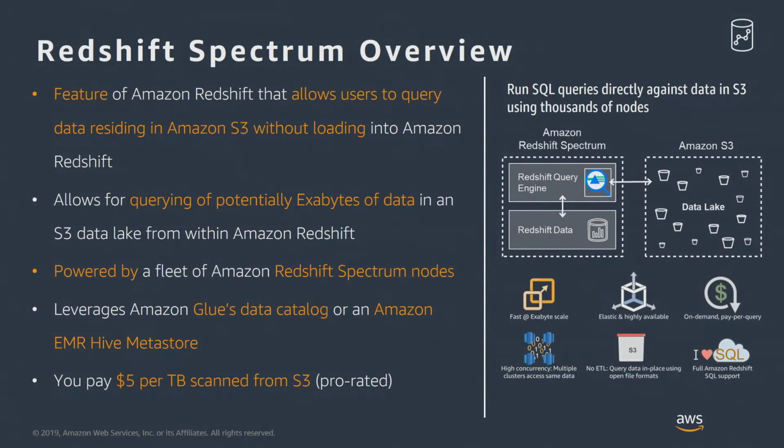So again, you can think of Spectrum as an Amazon Redshift feature that allows you to query data in S3 without loading it into the cluster, potentially exabytes of data from your data lake. And again, we've got a fleet of Spectrum nodes behind the scenes that you don't need to manage. You throw a query at it, and we will bring up enough Spectrum nodes to manage that S3 data in a very performant way. And again, it's pay per query.